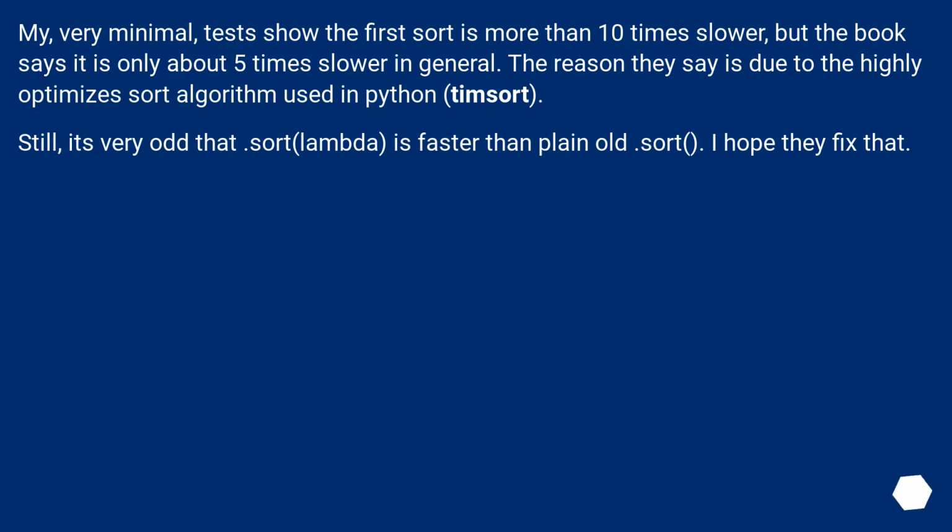My very minimal tests show the first sort is more than 10 times slower, but the book says it is only about 5 times slower in general. The reason they say is due to the highly optimized sort algorithm used in Python, timsort. Still, it's very odd that sort with lambda is faster than plain old sort. I hope they fix that.